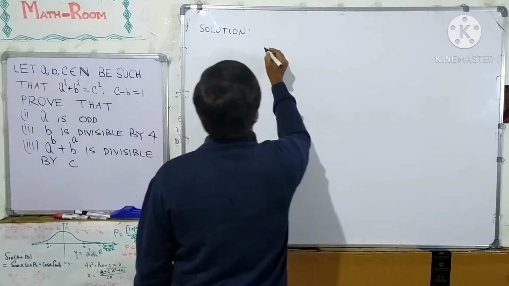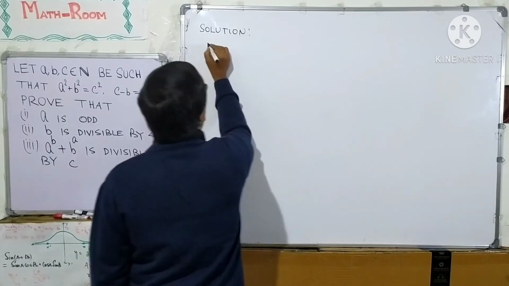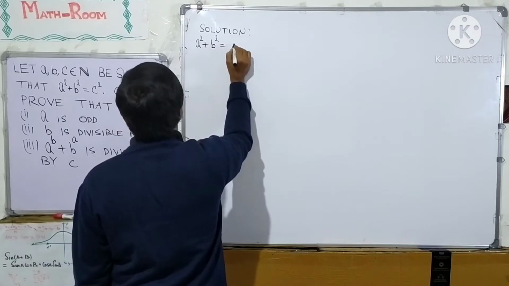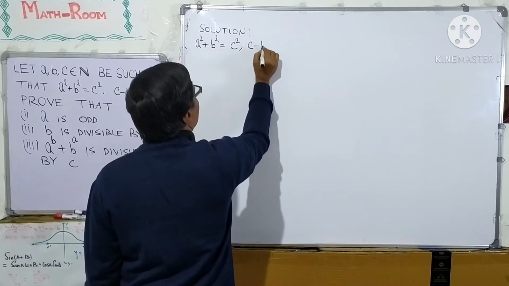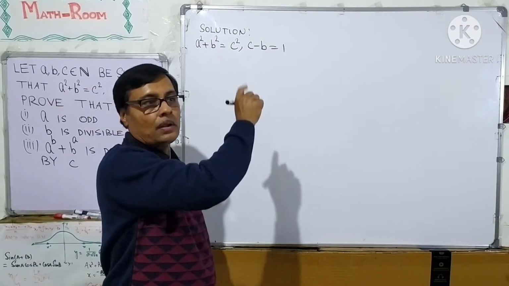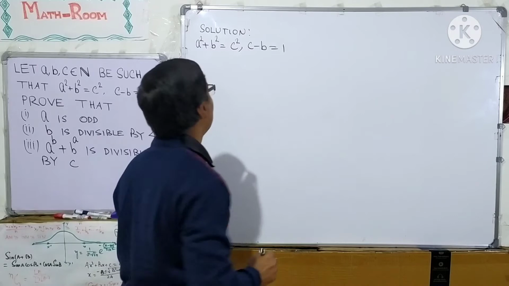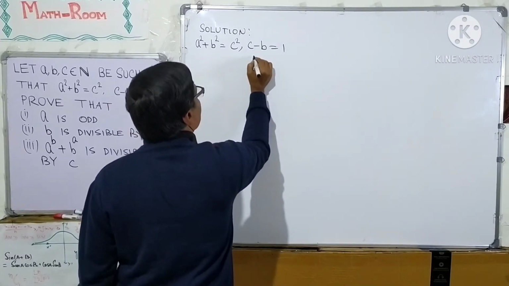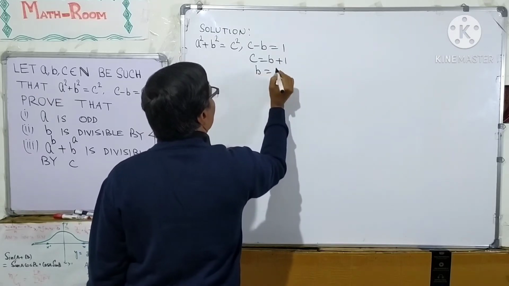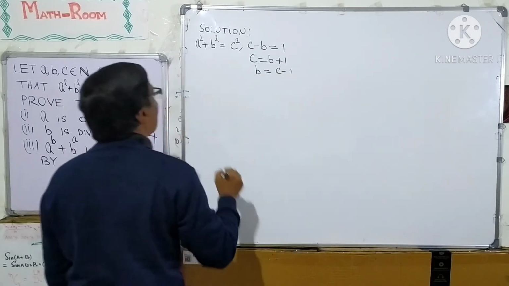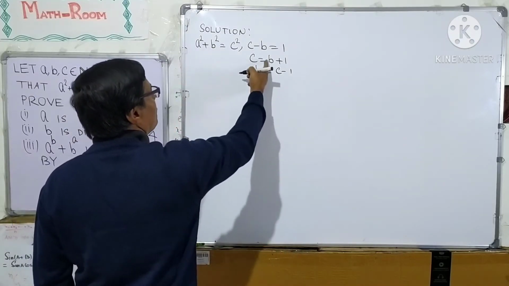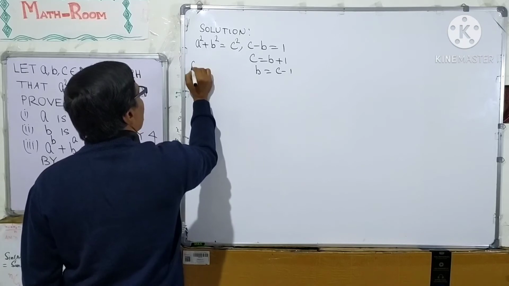Now a square plus b square equals c square and c minus b equals 1 are given. So we can write c equals b plus 1, or b equals c minus 1. We will put these two relations in this equation.